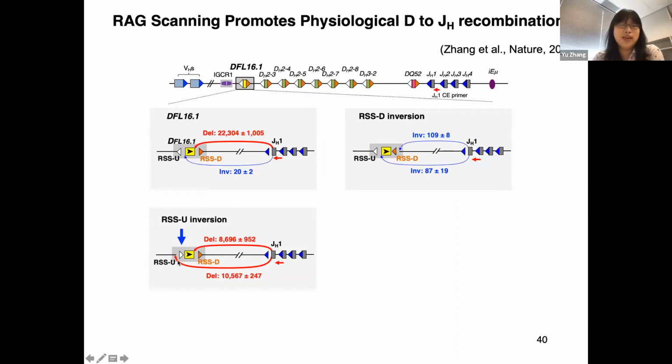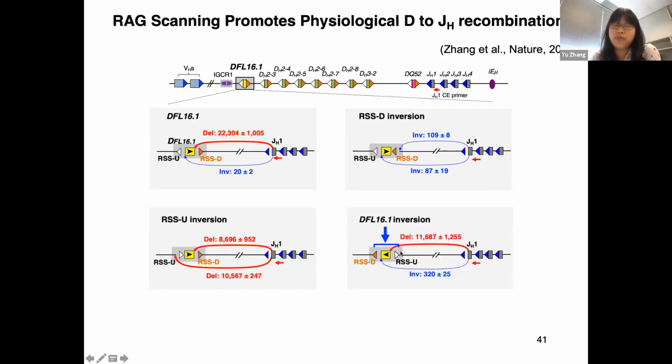So what you can see is there is a dramatic increase or gain of recombination activity of this upstream DRSS now, that is convergent with the GRSS. And also the two RSS activity almost comparable.